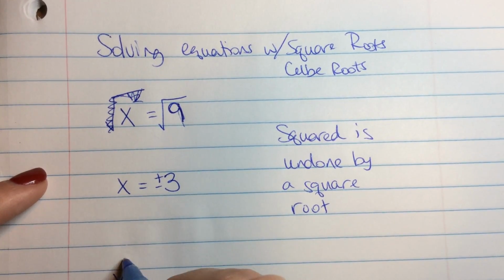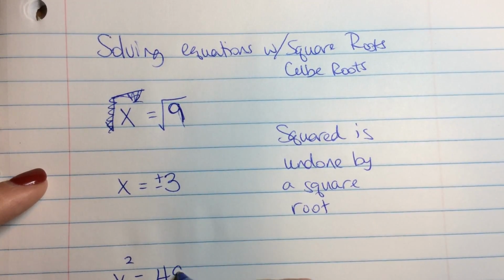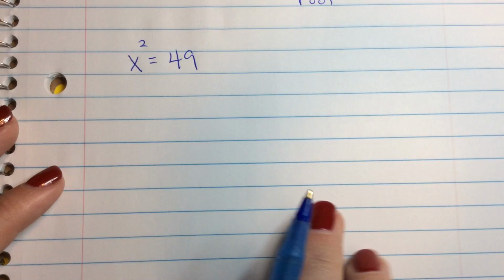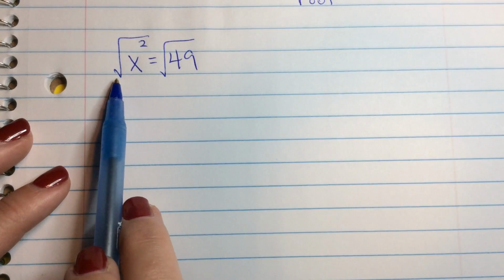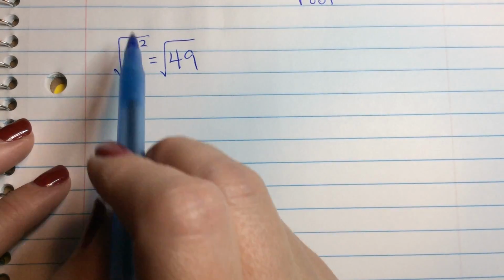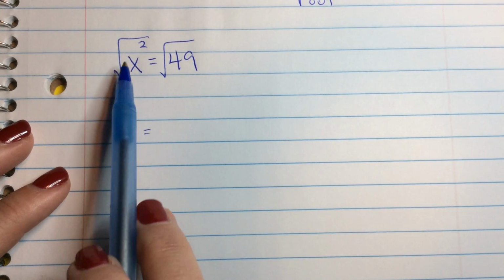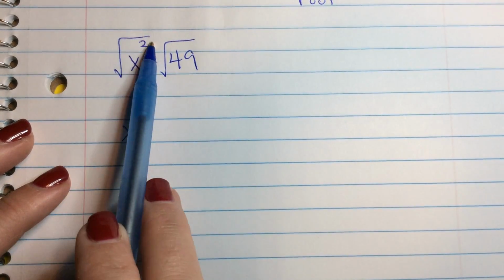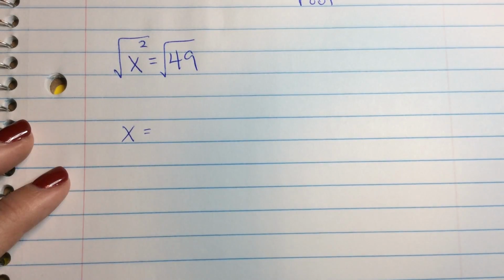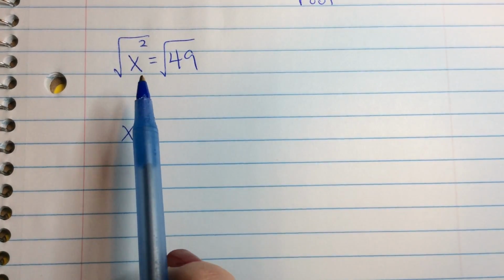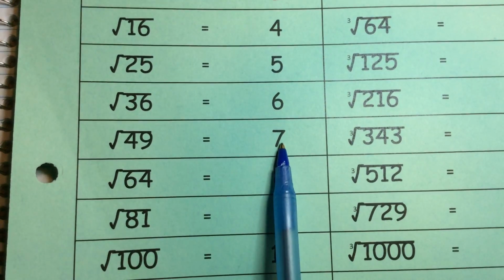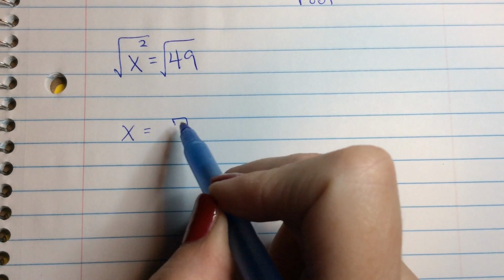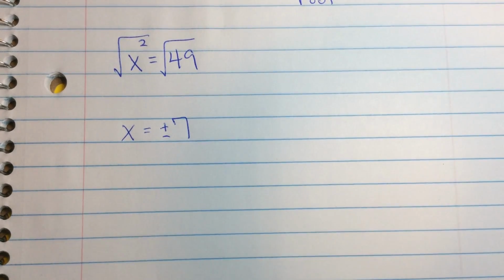So let's try another one. x squared equals 49. I need to get rid of the square, so I'm going to take the square root. But if I do it to one side, I have to do it to the other. Once I take the square root of a square, these two things eliminate each other, and I'm just left with the x. Now I have to take the square root of 49, and the square root of 49 is 7. So not only is it 7, but it's positive or negative 7. So hopefully that's making sense.